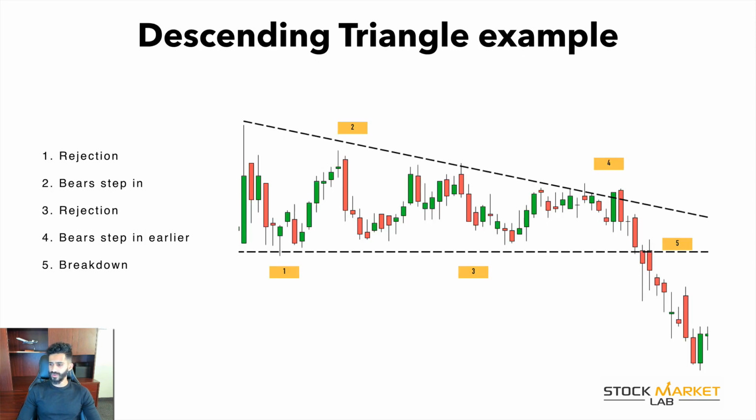Descending triangle example, right? You can see buyer step in, boom, gets rejected. You can see same level, same support area, right? Bounces off the same support area, goes up, gets rejected. Comes right back, rejected, boom, breakdown. Now, if you notice something, you can see that these levels keep getting lower. That is showcasing that sellers are stepping in earlier and earlier and earlier.